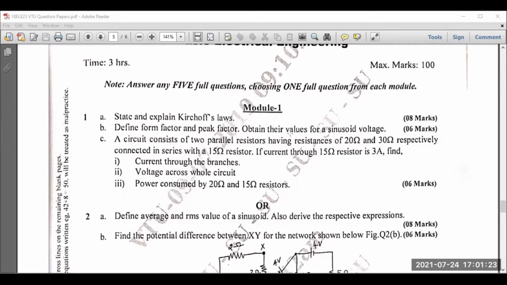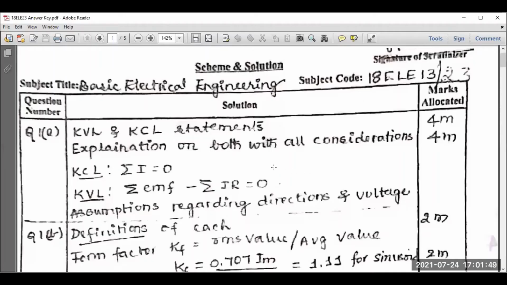Now I'll be showing you the scheme of evaluation, how they are going to evaluate your answer book. Actually, if you write the KVL and KCL statements, you will get 4 marks. Then you have to provide a suitable explanation. For example, for KCL, draw a suitable circuit with a single node, and mention the incoming and outgoing current. If you mention it properly, then you will get the particular marks.